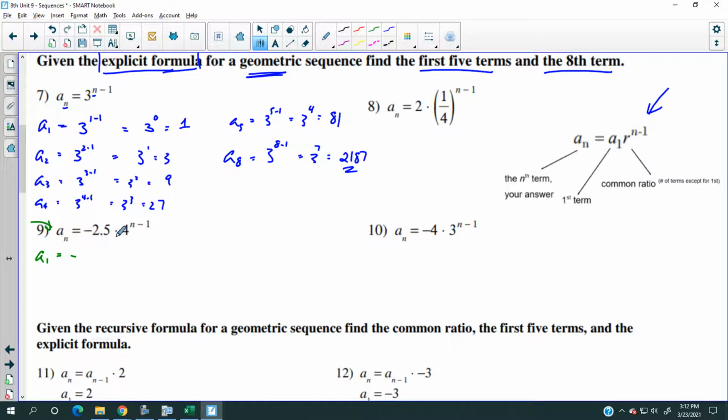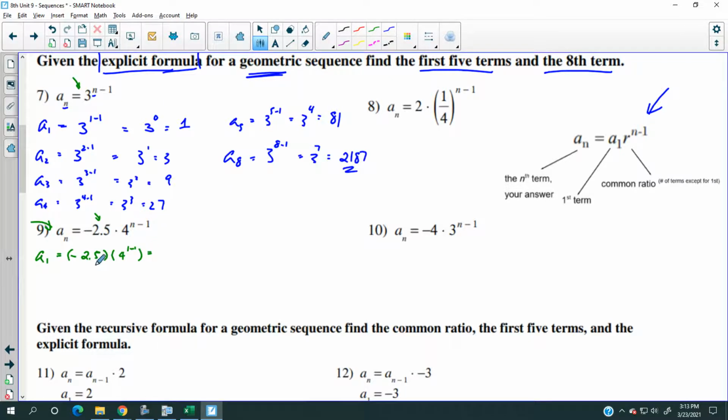Now, here it's a little bit more complicated. Here, there's no number in front. There's no initial value. By the way, this is not necessarily an initial value, but it's telling you where to start. So that's 2.5. I'm going to use parentheses. So 4, and then n minus 1, which is 1 minus 1. Now, this is simple, but it's a lot of work because they want the first 5 terms.